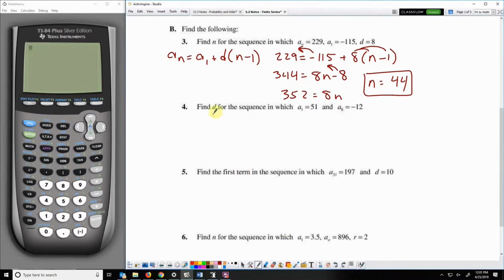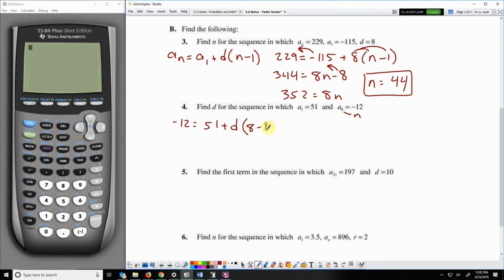Okay, find d. So once again, it is an arithmetic sequence, so same formula. A sub 8, so the 8th term is negative 12. The first term is 51. We do not know d. 8 is n, so negative 12 is the 8th term.